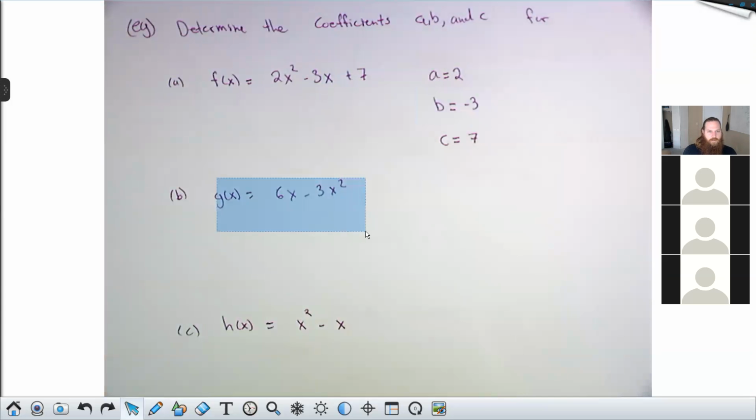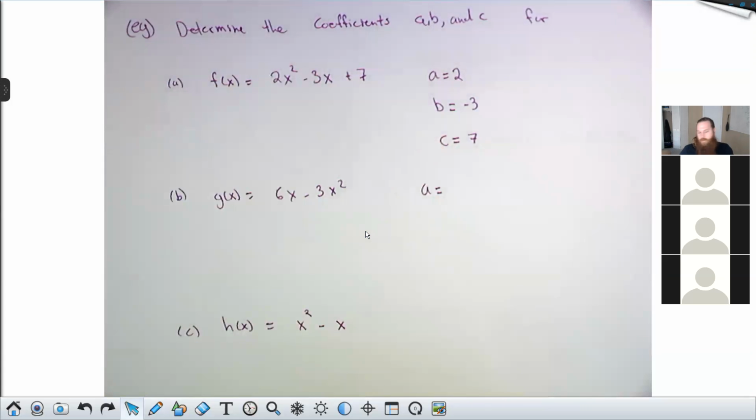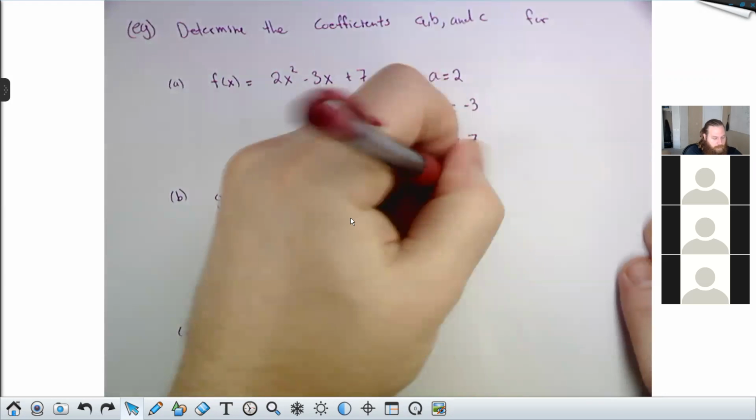g of x is a little trickier. Who can help me out with a in g of x? What is the lead coefficient? Yeah, excellent. Here it's -3. Yeah, here a will be -3.